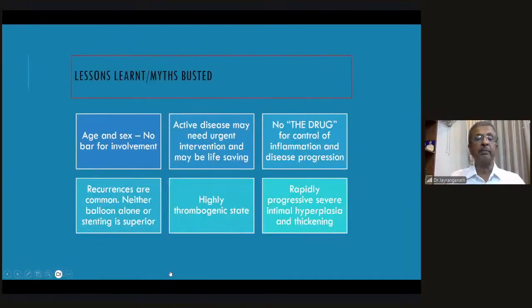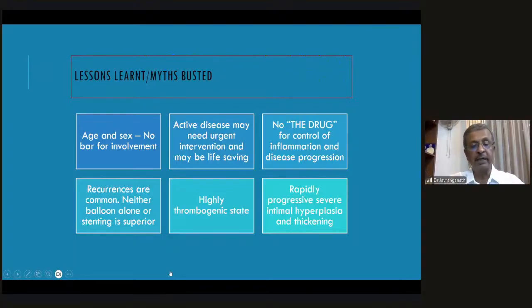So, lessons learned and myths busted. Age and sex are no bar for involvement. The standard teaching, the standard literature globally, says it is an older age group, in the third decade or so. No, we do see younger ages, very commonly less than 10 years, in our public hospital setups. Women are more common, yes, but we see quite a significant number of boys. We do see active disease that may need urgent, life-saving intervention.